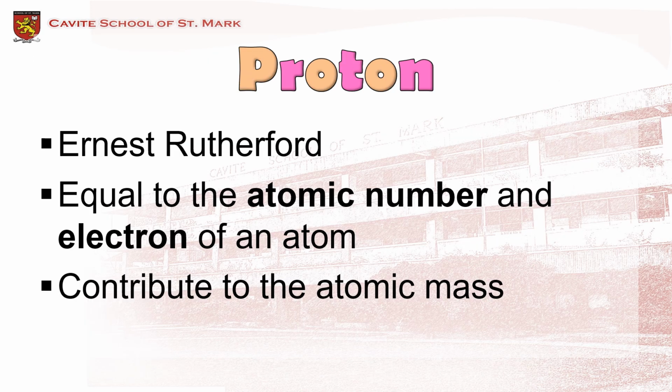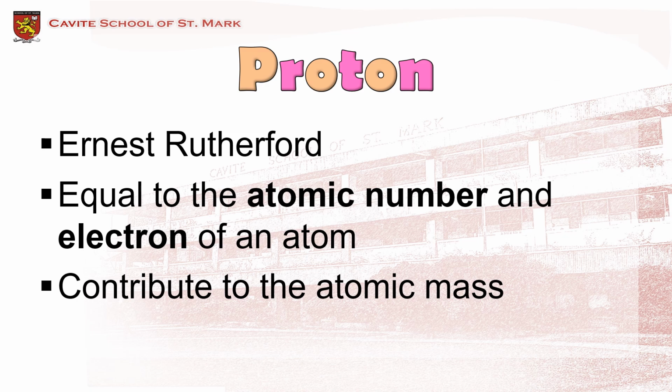Also, when we start discussing each subatomic particle, Ernest Rutherford, who discovered the protons among other scientists, said that when we talk about an atom, provided that atom is neutral, the number of protons in the nucleus of that atom will always be equal to the number of electrons in that atom. And therefore, the number of protons represents the atomic number. So, in other words, the atomic number is the number of protons in the nucleus of an atom.